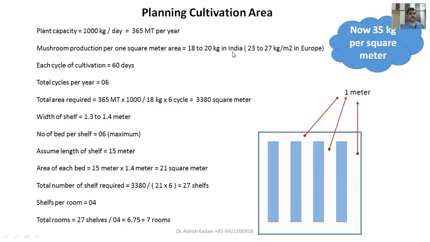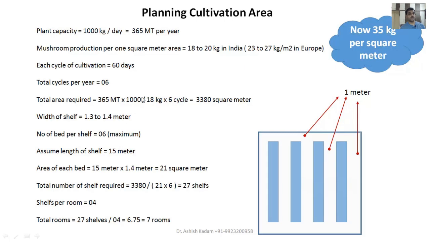Now coming back to this. In India we generally plan the area considering 18 to 20 kg of yield for 1 square meter of cropping area. We know that one cycle of button mushroom requires around 57 to 60 days. That is, in a year we can have a maximum of 6 cycles.